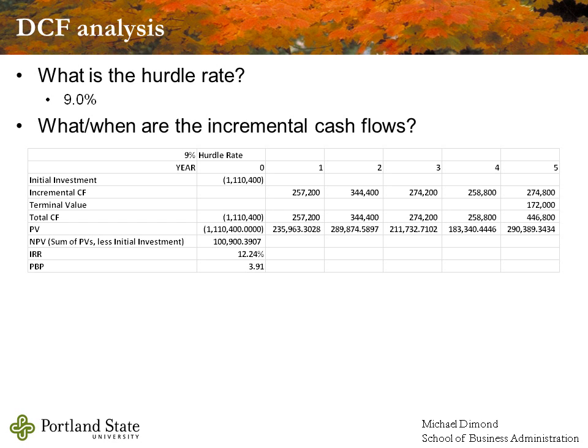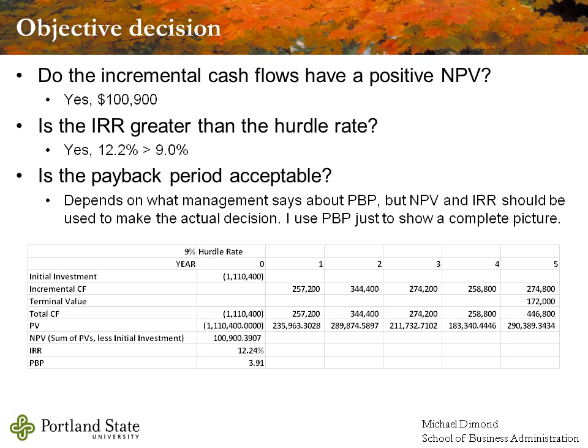We can discount those at the hurdle rate of 9%, and we come up with a positive net present value, an internal rate of return of 12.24%, and we can even figure out the payback period of 3.91 years. When we're making the objective decision based on our work, we're going to look at our criteria. Do we have a positive net present value? Yes, we do. Do we have an internal rate of return greater than the hurdle rate? Our hurdle rate was 9%, so yes, we do.